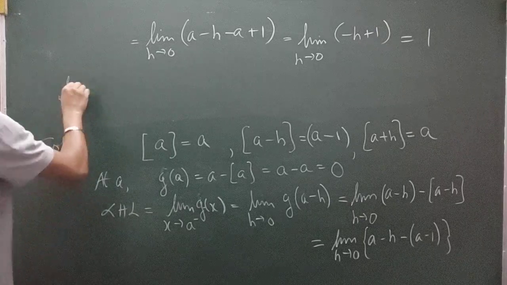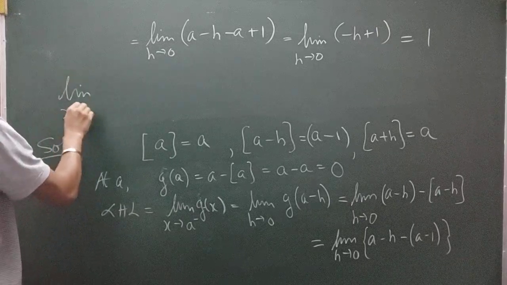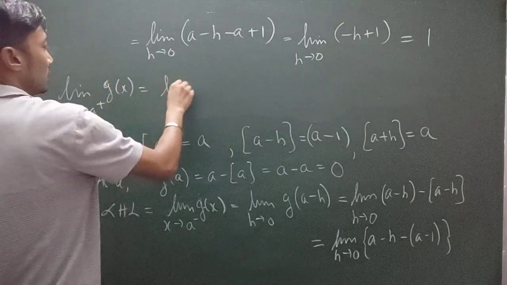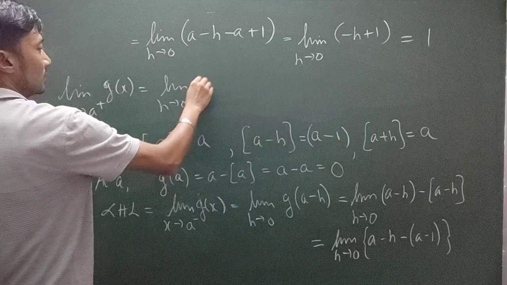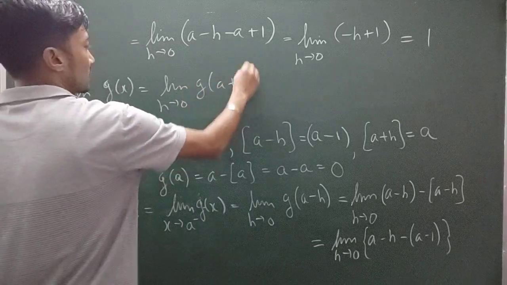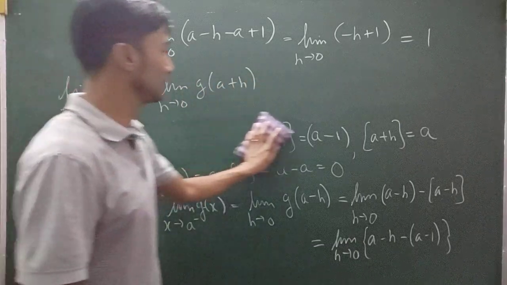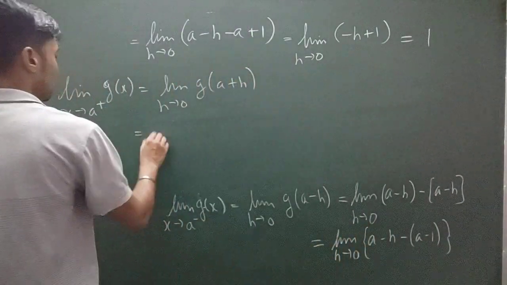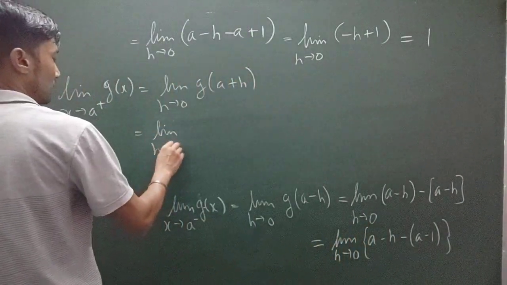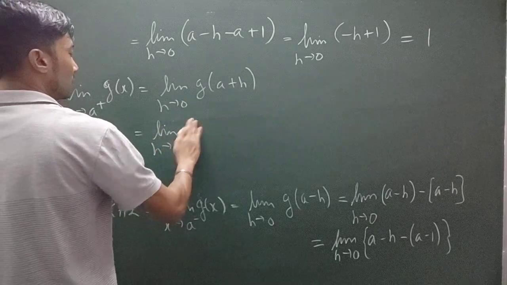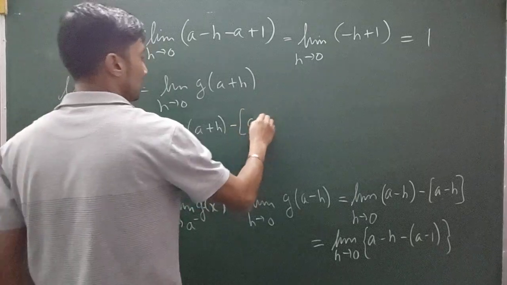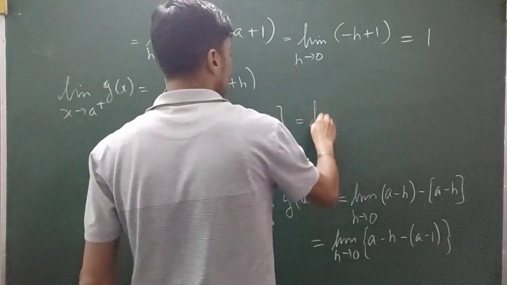Alright, then what about the right hand limit? Limit as x tends to a plus for g of x. So that would be limit as h tends to 0, g of a plus h. Of course, if we can just prove the right hand limit and left hand limit are not equal, that's enough. So that would be the limiting value as h tends to 0, a plus h minus the function of a plus h. So this one, what did I give you?